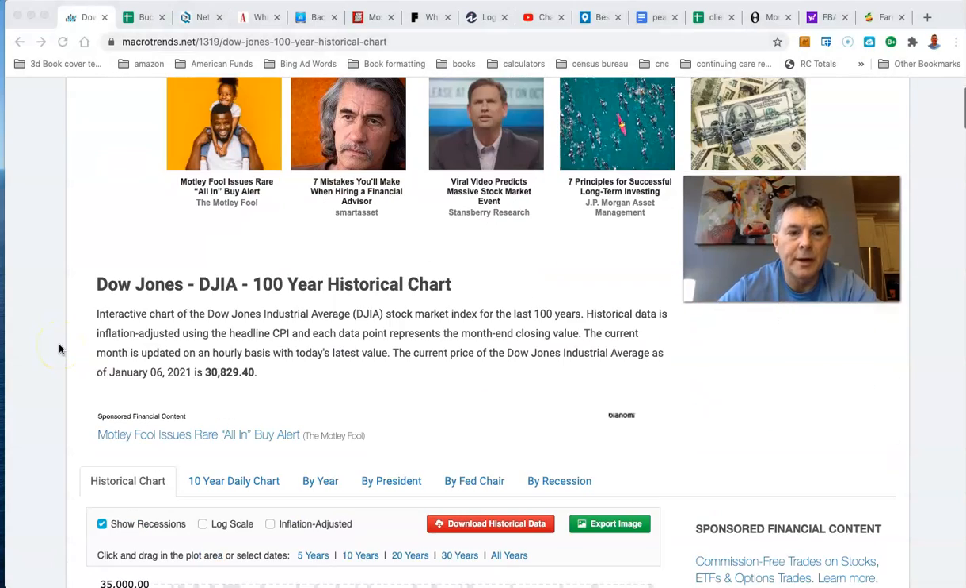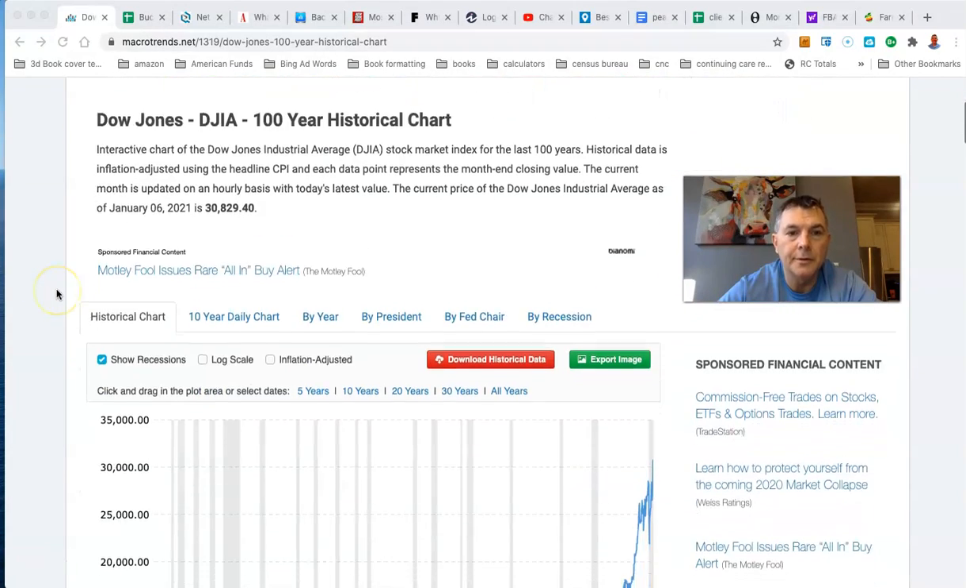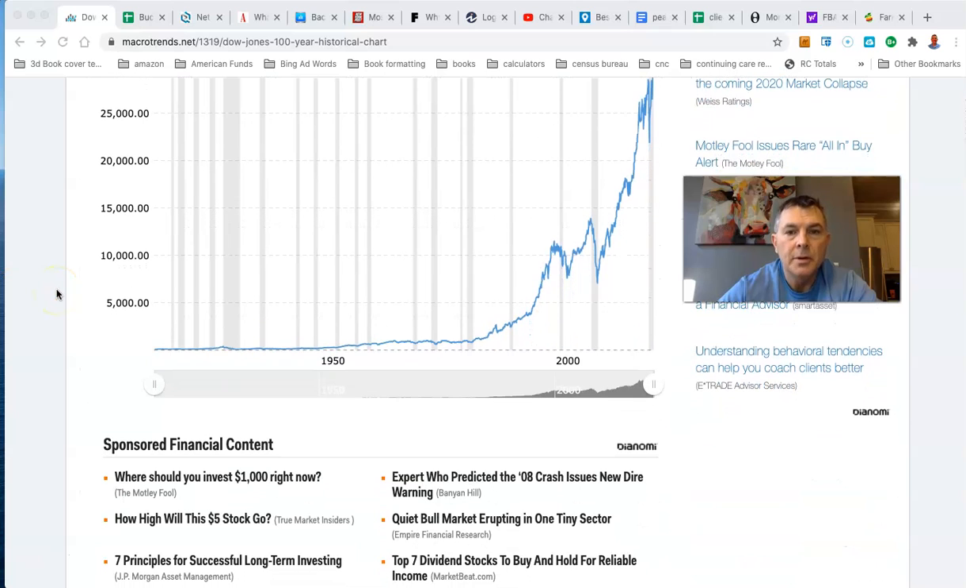This is from Macrotrends. We're going to go back to the Dow, going back 100 years. And we're going to say, whoa, man, look at that. If I didn't invest here, basically 1982, I didn't make hardly any money.